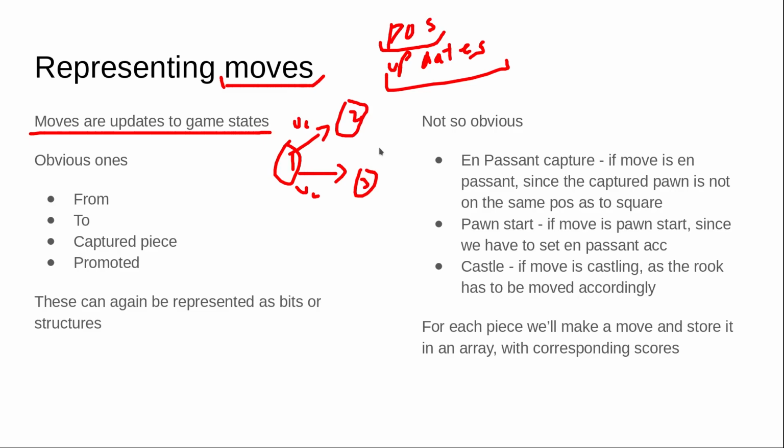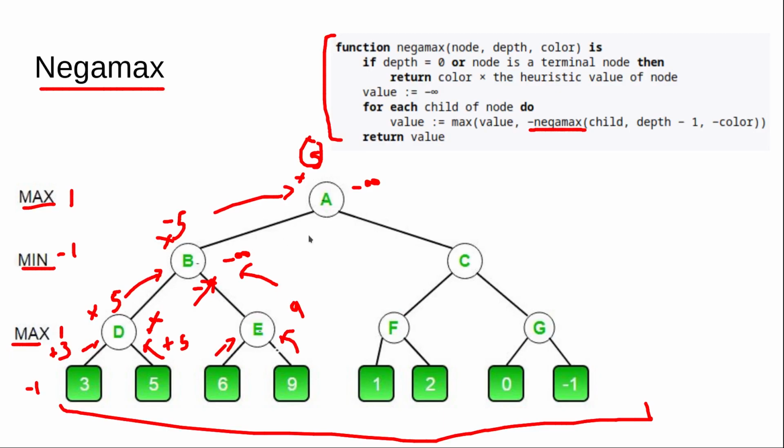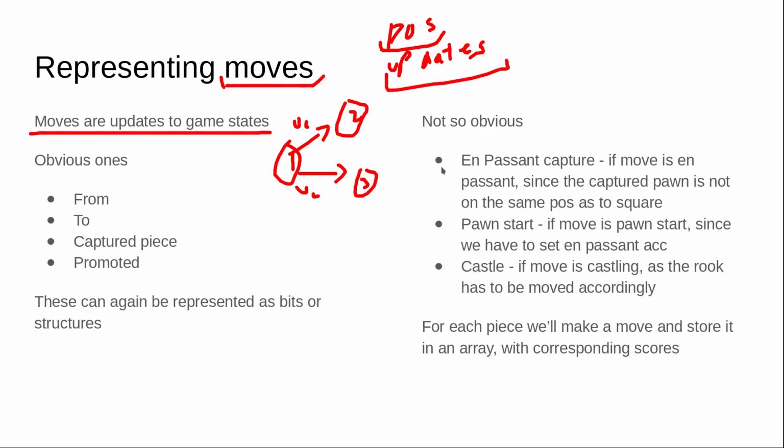So we would need some way to represent those moves, so that we can generate those moves and store them in a list. And then we can use the list to update your positions, like we have done over here. Like A is being updated to B and C. And then we would like to evaluate these positions to a certain depth.